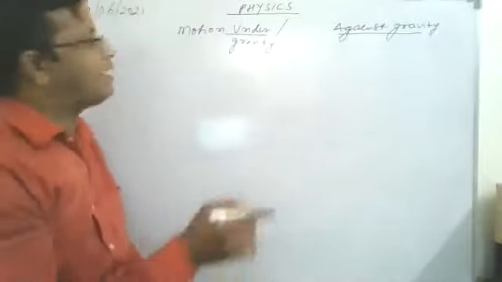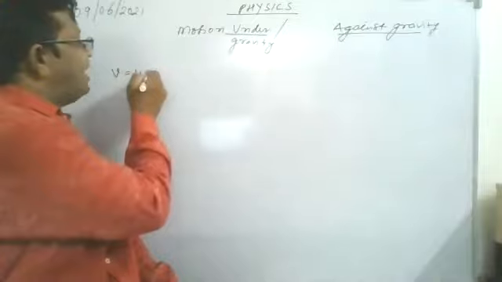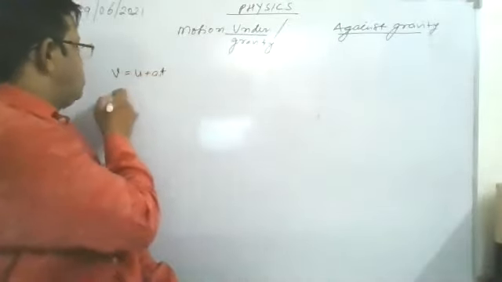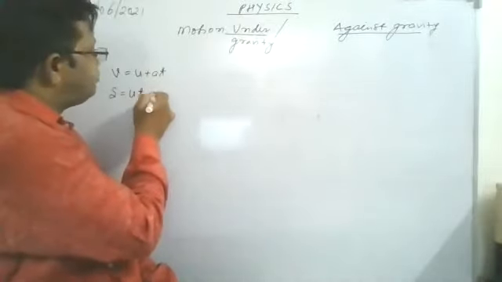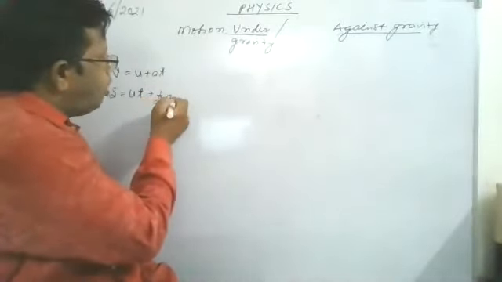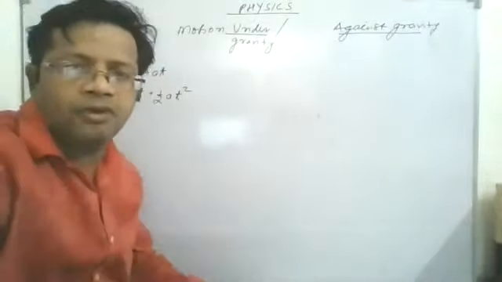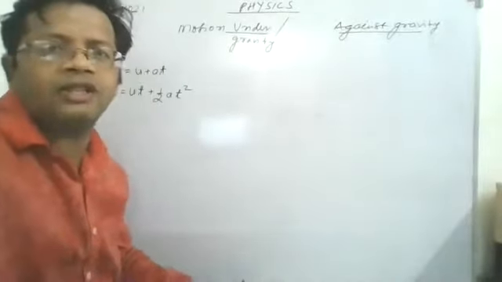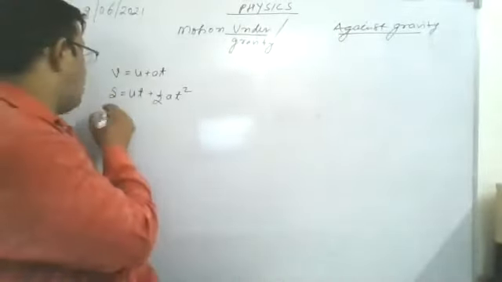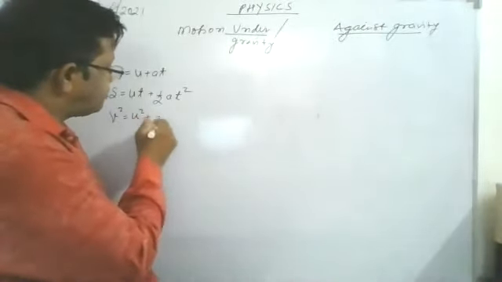In case of positive acceleration, we have derived this formula: v is equal to u plus at. s is equal to ut plus half at square. And what is the last formula that we have derived? v square is equal to u square plus 2as.